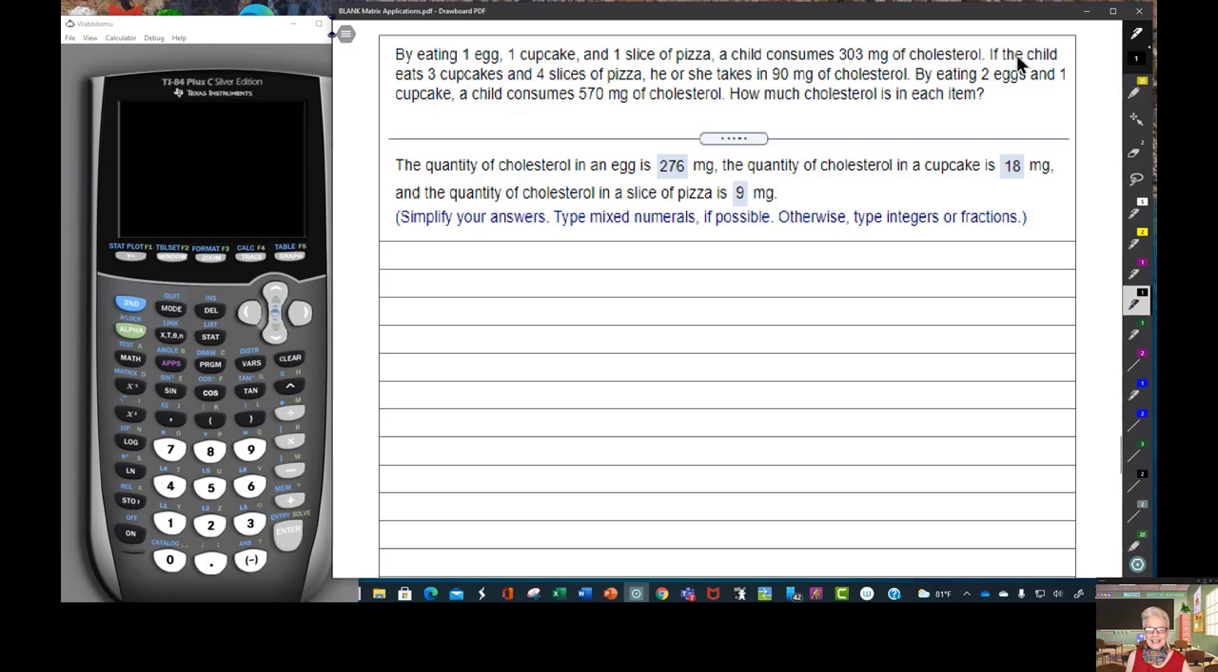We're going to let, all right, egg, pizza, oops, I left out the cupcake. How could anybody ever leave out a cupcake? So I'm taking notes down.